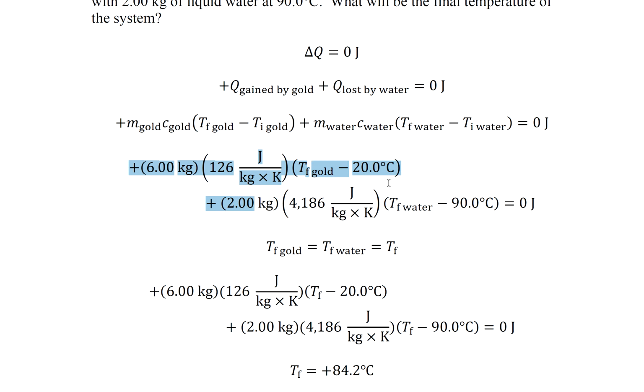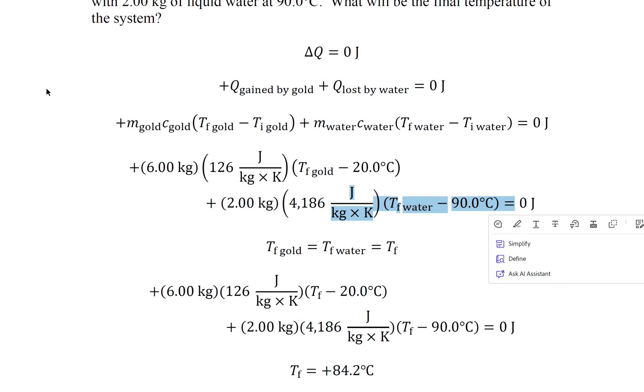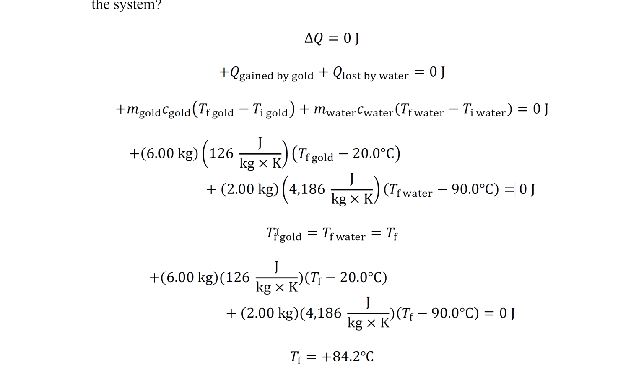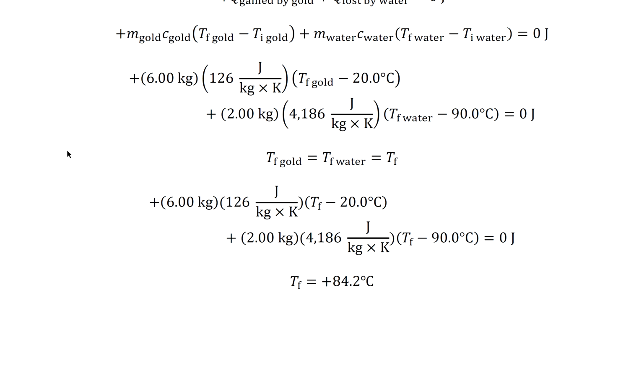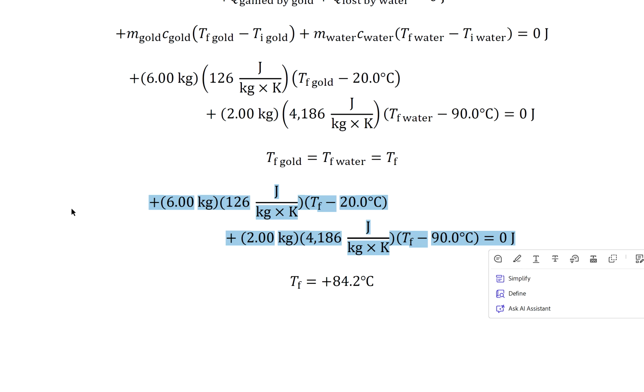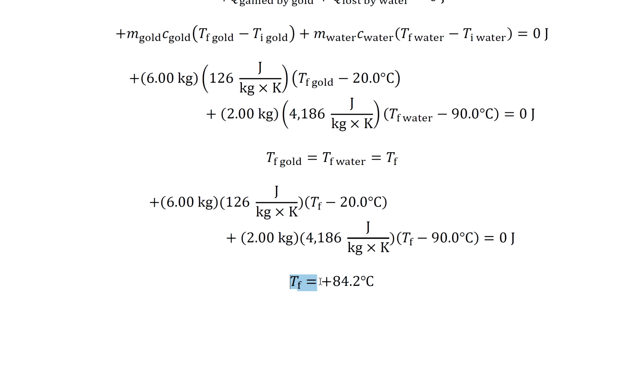Here we're going to plug in what we know. If gold is going to get more hot, then in parentheses it should say T final gold minus 20. If the water is going to get more cold, this should be a negative value. That's why T final water minus 90 degrees is in this order. We know T final gold equals T final water equals T final. So now we only have one unknown. And this is 3 significant figures, our solution.